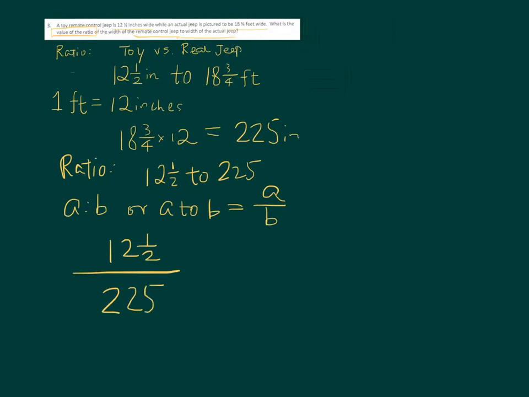Okay, and you all know you can't simplify with a mixed number like 12 and 1/2, so change that to an improper fraction. 12 times 2 is 24 plus 1, so you have 25 halves over 225. And then I'll leave this to you to simplify it. Once you simplify this part, you will be able to find the answer, and that will be the value of the ratio that you need. Okay, so let's move on.